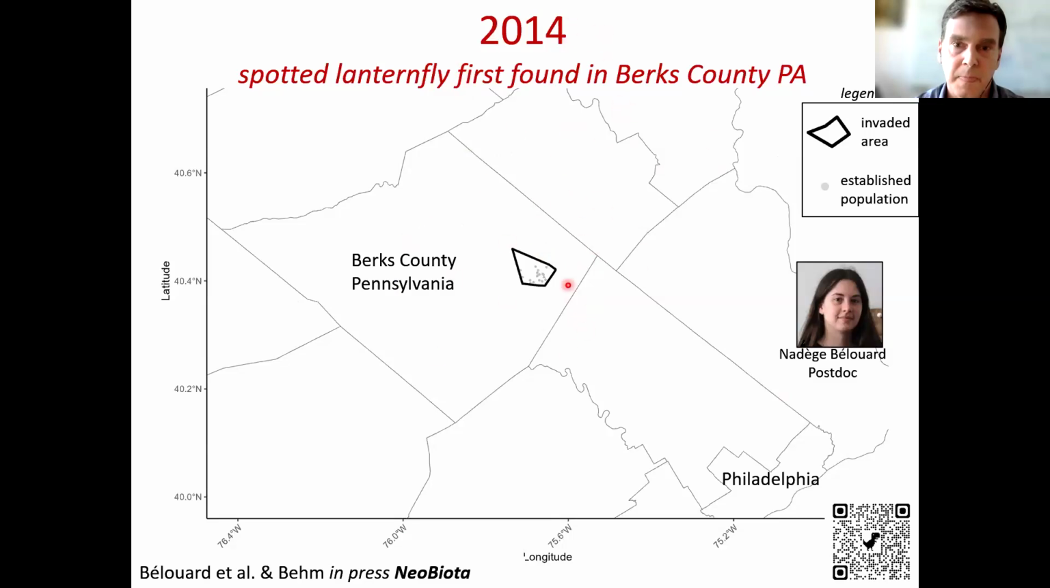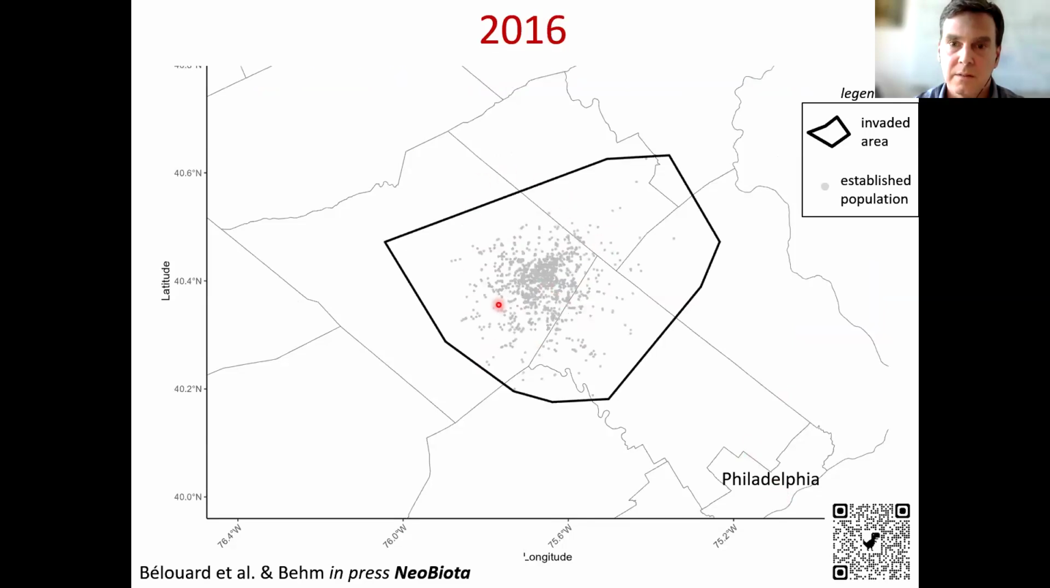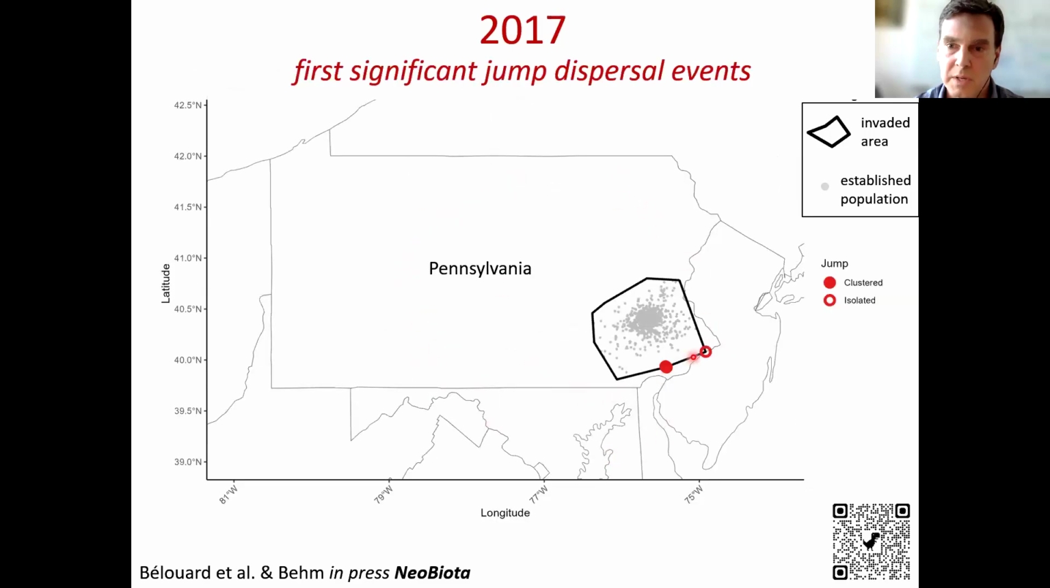Here I've got all the point locations of spotted lanternfly when it was first found in the United States in Berks County. So here's Philadelphia here. And as you can see, it expanded and expanded. That's the invaded area here until 2017, where we started identifying jump dispersal events.